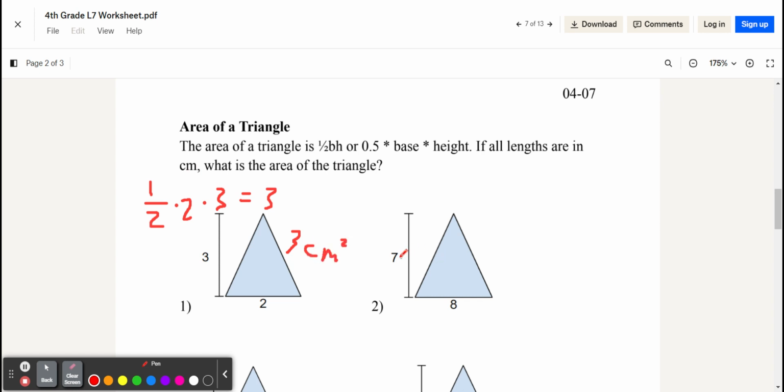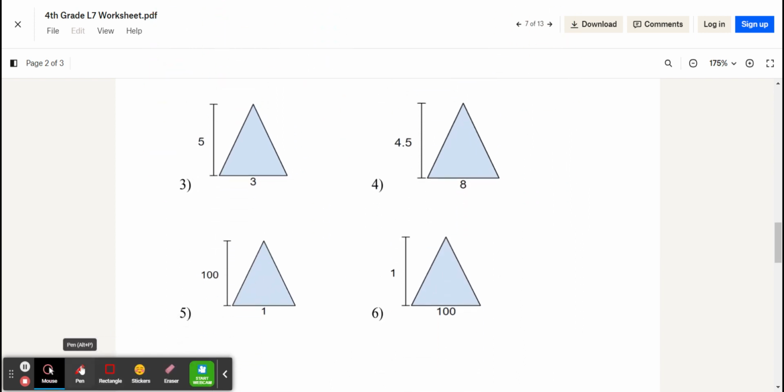Next problem, very similar. 1/2 times 7 times 8 is 28 centimeters squared. For this problem, 1/2 times 5 times 3. 5 times 3 is 15. 15 divided by 2 is 7.5 centimeters squared.